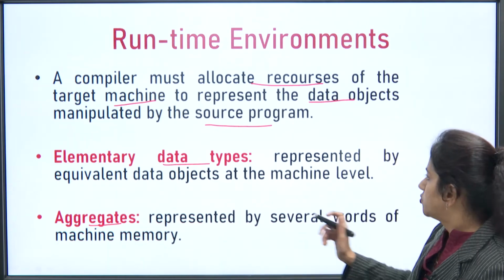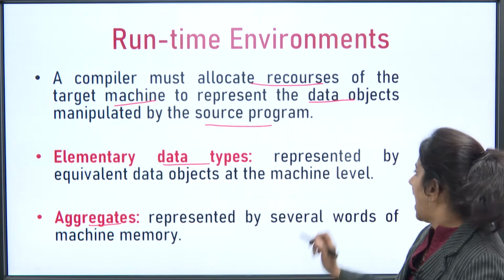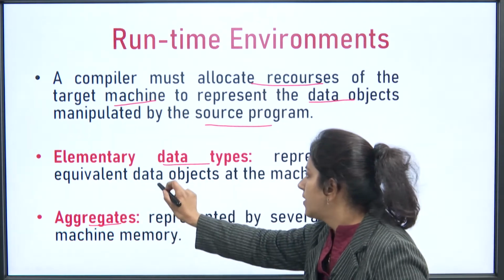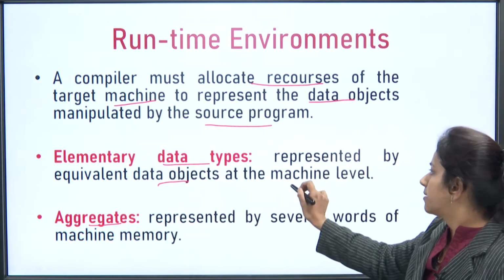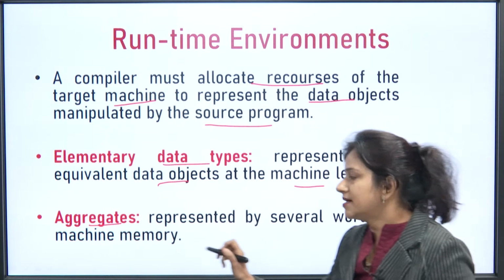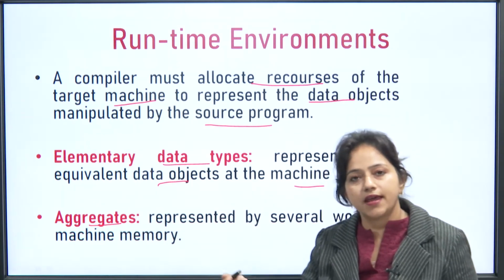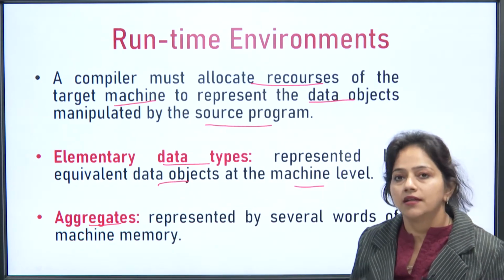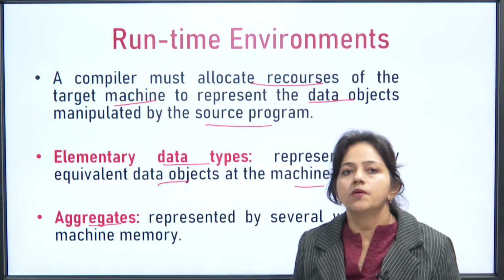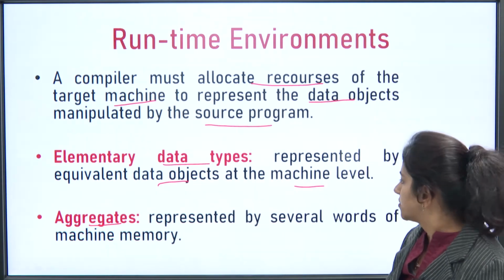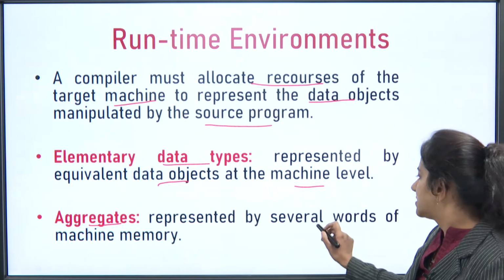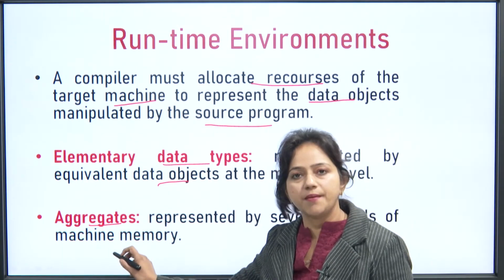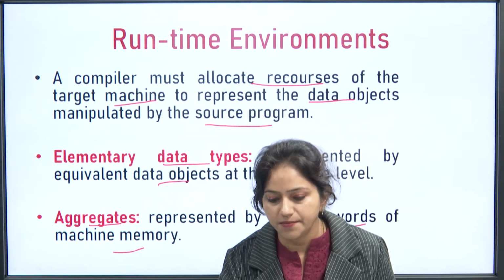So, they are actually elementary data types and they are represented by equivalent data objects at machine level. Now, next are the aggregates like arrays, strings, structures that are comprised of elementary data types. So, they are represented by several words of machine memory. So, this is a runtime environment.